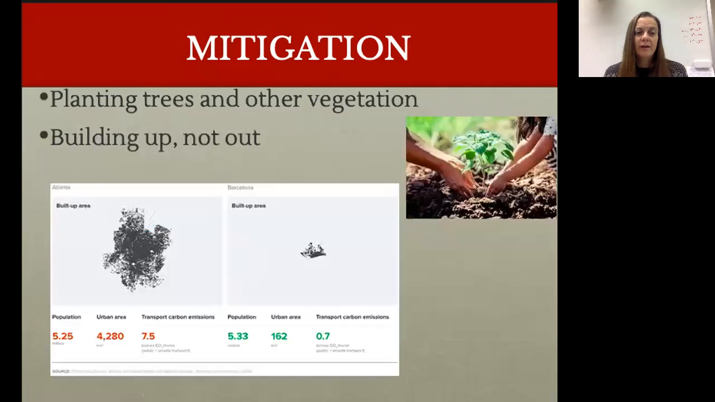Another way to help is to plant lots of trees and other vegetation, preserve those green spaces, and build up, not out. So we don't want to increase the amount of impervious surfaces. By going vertically, we can minimize the number of impervious surfaces.